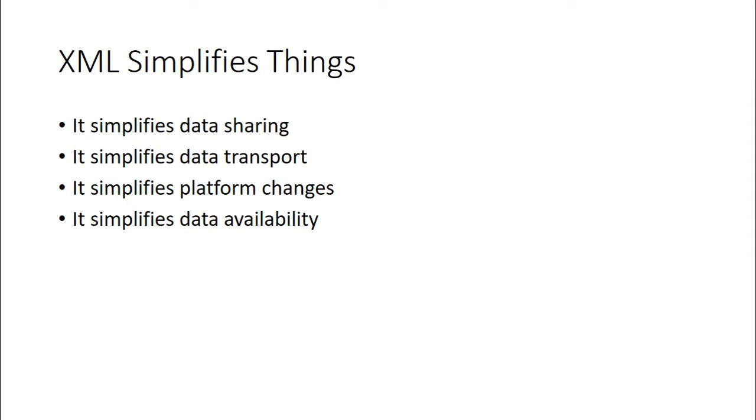XML simplifies things, that is, it simplifies data sharing, it simplifies data transport, it also simplifies platform changes as well as data availability. Since XML stores the data in the form of plain text, it will be very easy to actually migrate from one platform to another. So it is represented in the form of plain text. XML also provides structure to the data, a proper organized way of representing the data as well as transporting it. Okay, so these are the purposes for which XML is used.